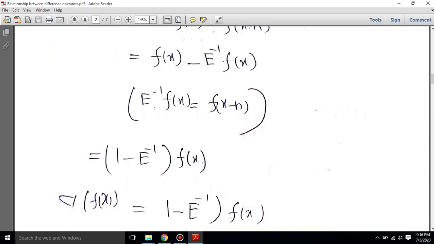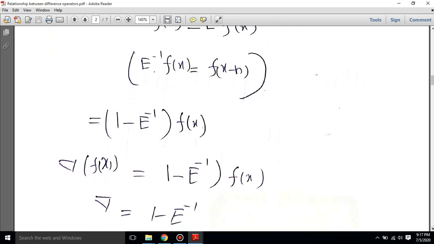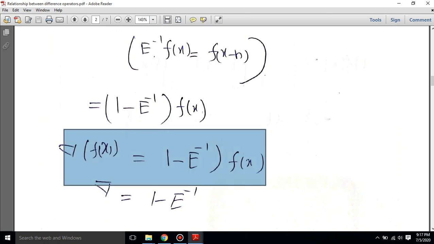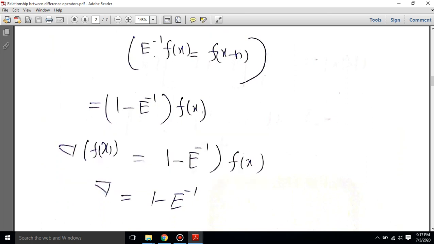Now again taking f of x common, we will be left with this. This is very similar to the first one, but the only thing is that we are taking this definition that I am highlighting here. So that will be equal to this one, and now you see this f of x will be cancelled with this f of x, and what we get is that the backward difference operator is equal to 1 minus E to the minus 1.